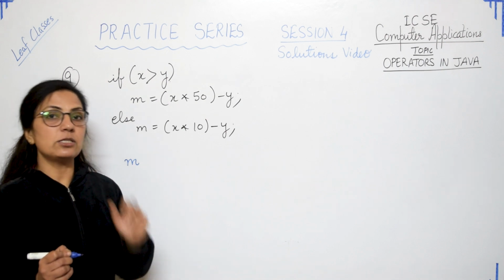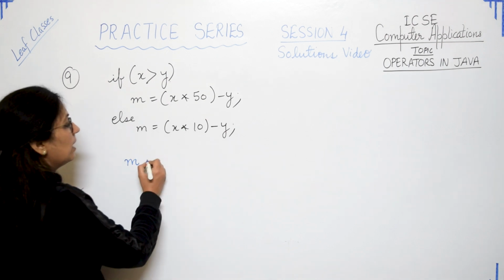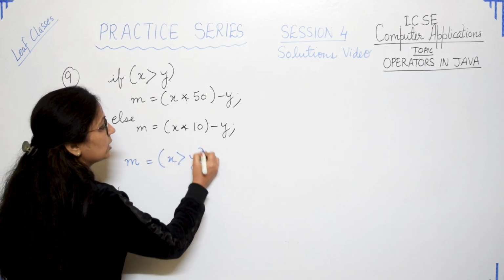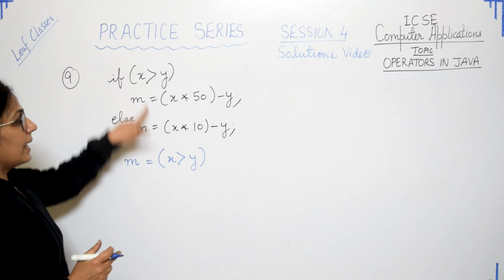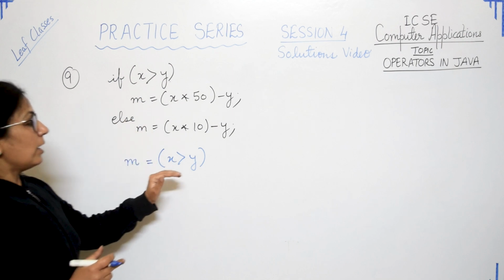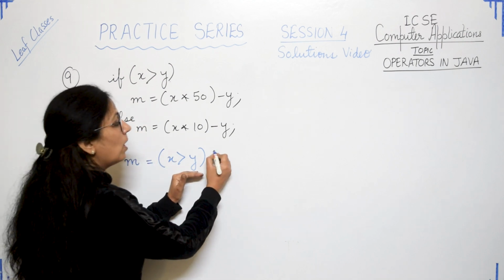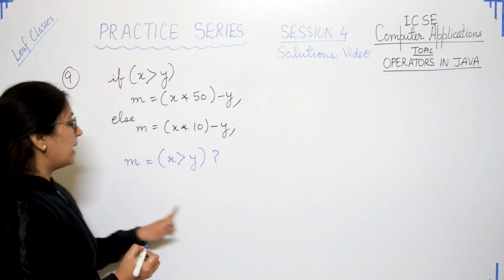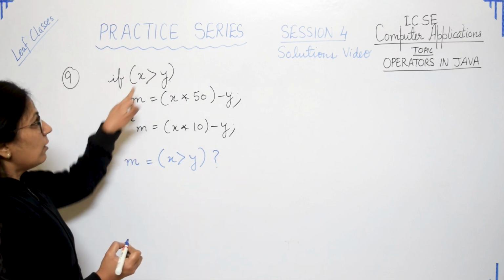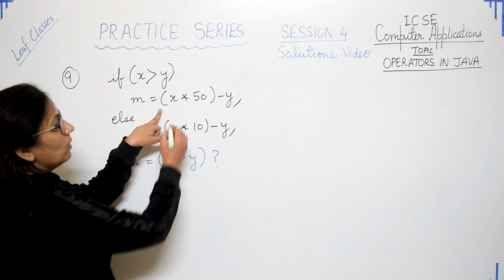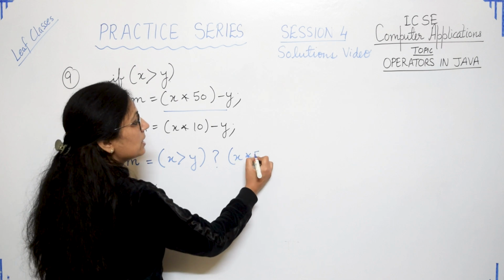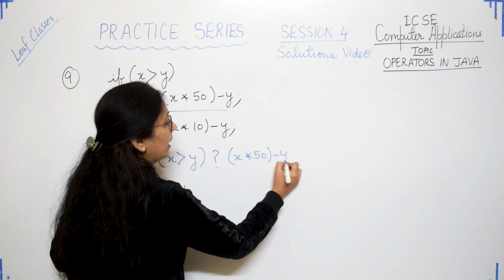The ternary operator is known as the conditional operator. So in the ternary operator, first we have to put the condition. And what is the condition over here? x greater than y. Now if this condition is true, then the value after the question mark will be assigned to m. So if this condition is true, what value is it taking? This value. So we have to write here x into 50 minus y.